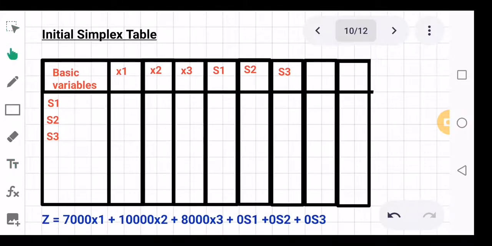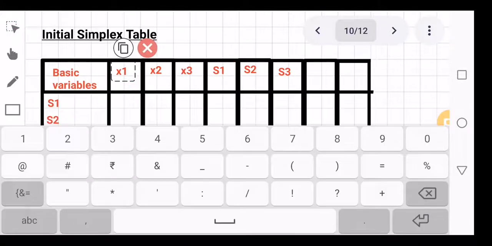Now we have to see the objective function. What is the coefficient of x1? The coefficient of x1 is 7000. So we'll be writing x1 is equal to 7000. Why am I writing this? I'm writing this because the coefficient is given as 7000.